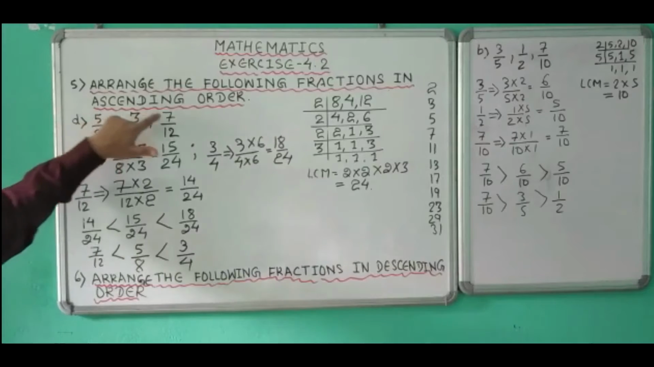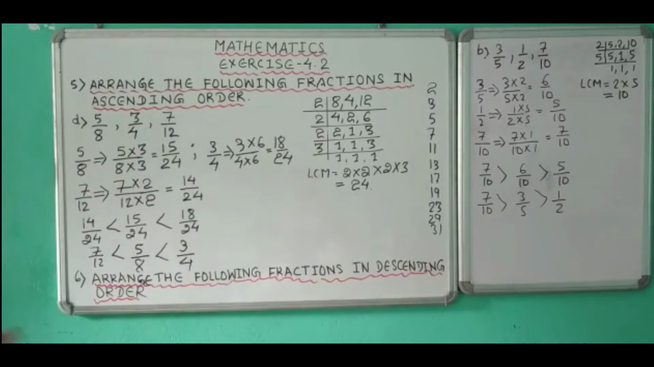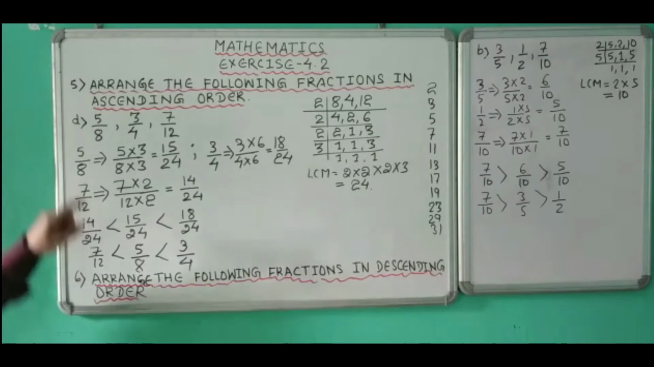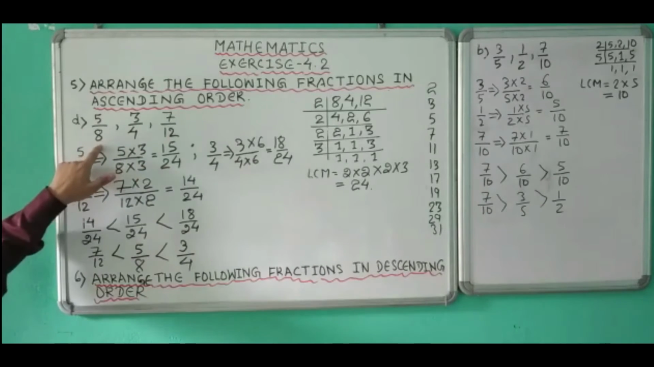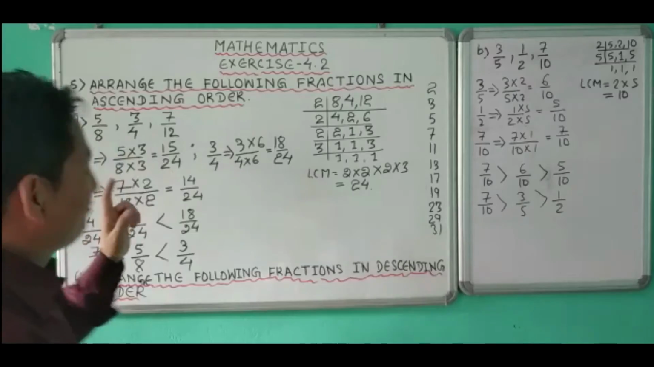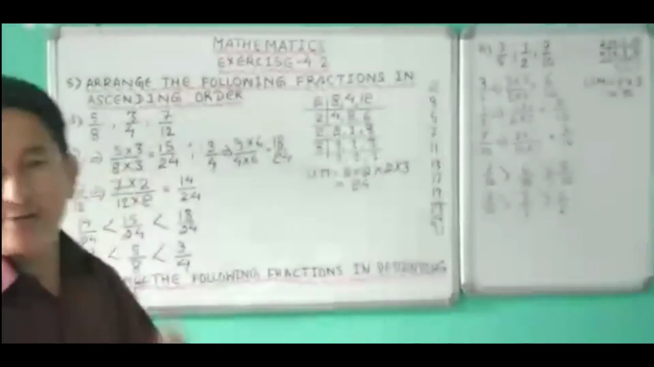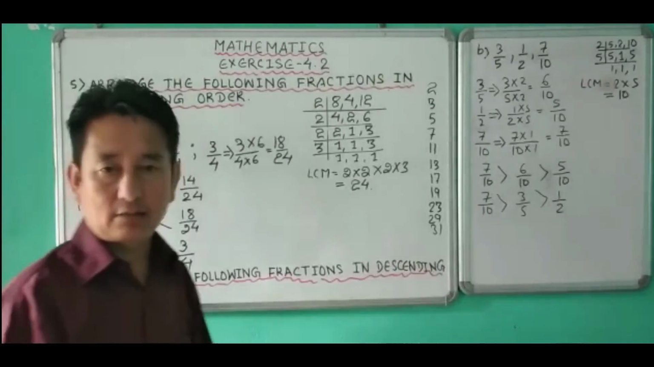3 by 4, 7 by 12. Now you have to arrange this fraction in ascending order. First of all, we'll find out the LCM of this denominator, 8, 4, 12. We can find their LCM by prime factorization method.